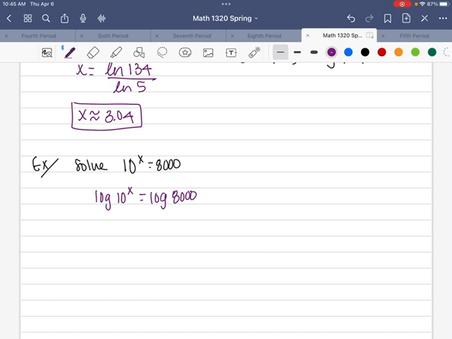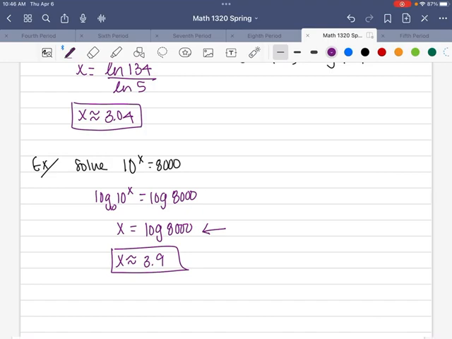And then from there, we can do the power rule. We could do the power rule, or since remember the log of 10 is 1, we don't have to do the power rule. Since the base of the common log is 10, those are going to cancel, and it's just going to leave you with x equals log of 8,000. And if you type log of 8,000 into your calculator, you will get approximately 3.9. So again, your homework will probably want an exact answer, so we'll probably want that one.